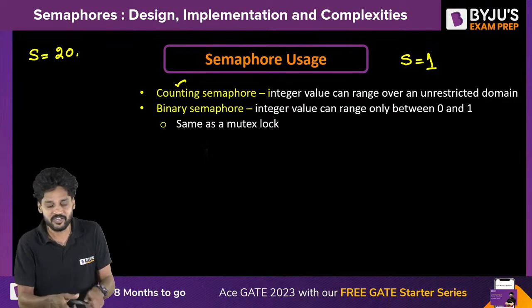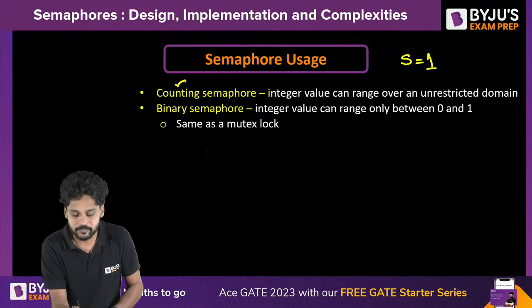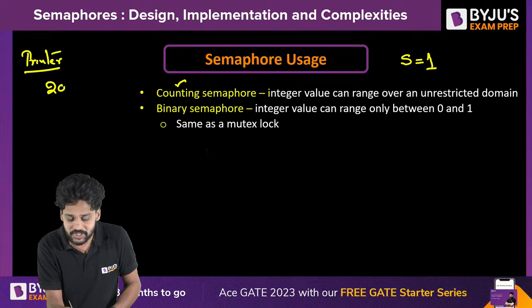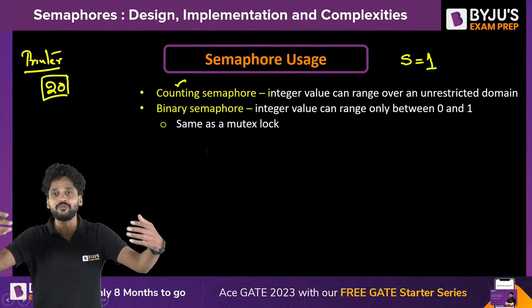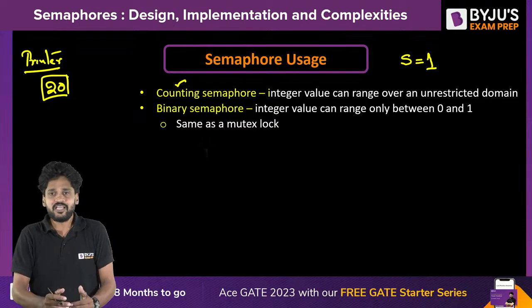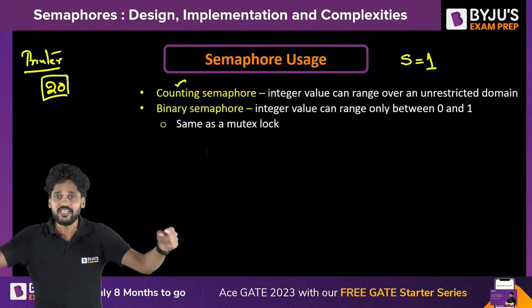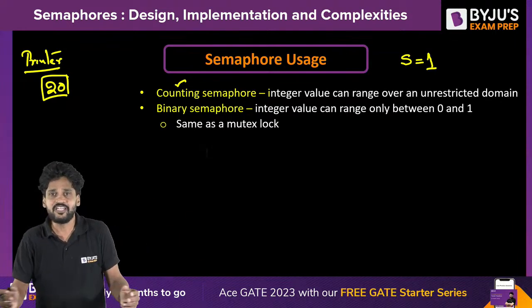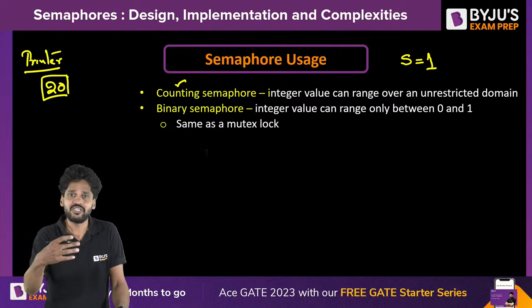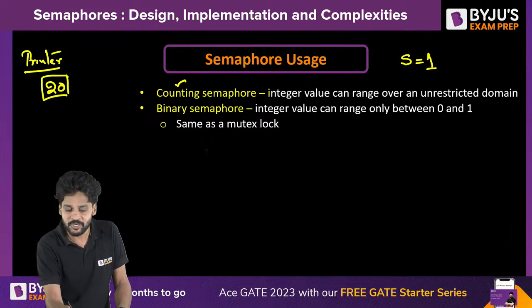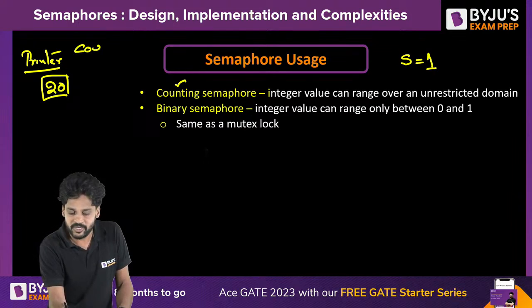There is a class of resource. For instance, there is a class of resource: printer. There are a total of 20 printers connected to the system. So, I will be able to provide access to these printers for 20 different processes. 20 different processes can use 20 printers. Before accessing any instance of the printer, the process must perform a wait operation on the counting semaphore S, which is initialized to 20.